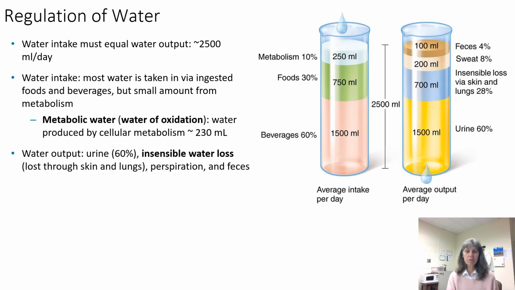So the percentage of fluid we drink is usually the equivalent to what is put out. So we drink roughly 1.5 liters per day and excrete 1.5 liters of urine per day. But then we also lose water from our bodies through what's referred to as insensible water loss, through the skin and the lungs, through sweat, and also in feces.